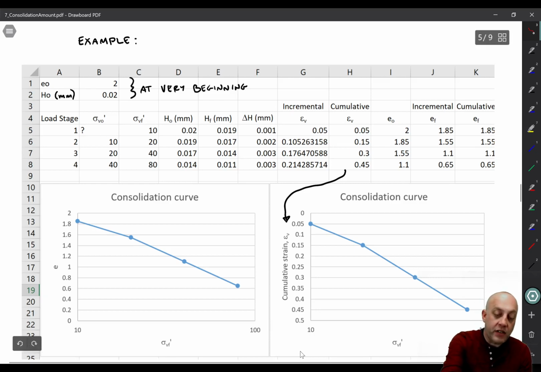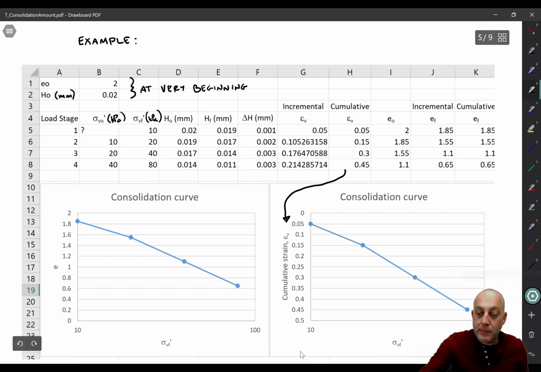Then we have this column that is sigma v naught prime. Maybe, let me put units on this. This might be kPa. And then this one also kPa. And one thing you'll notice that's always super confusing is that there's a question mark here at the beginning of load stage 1.